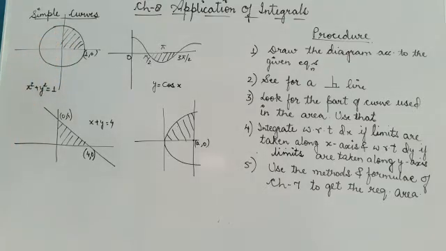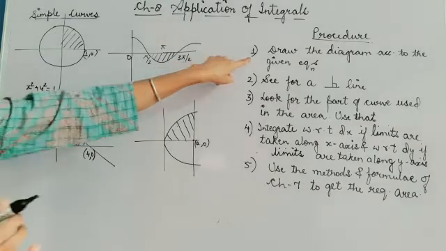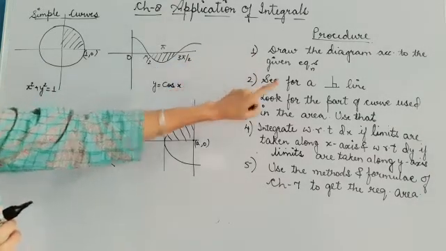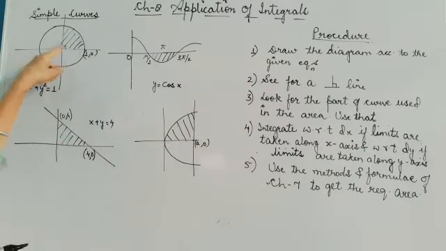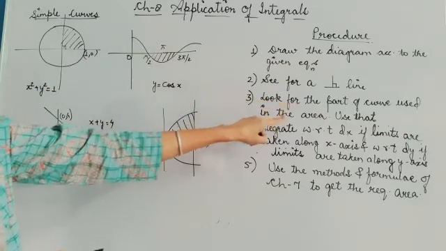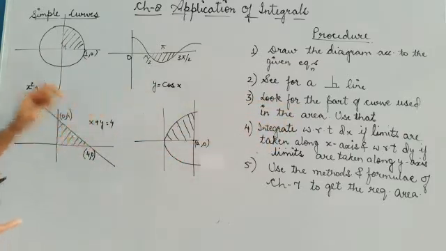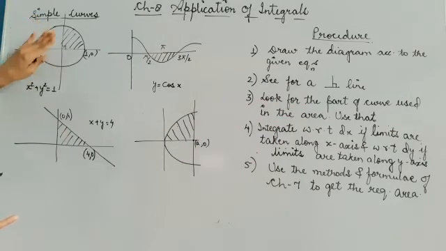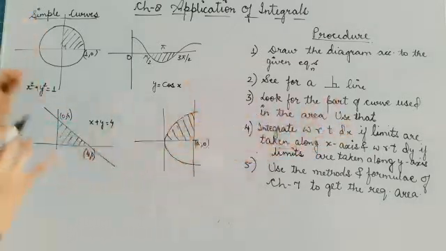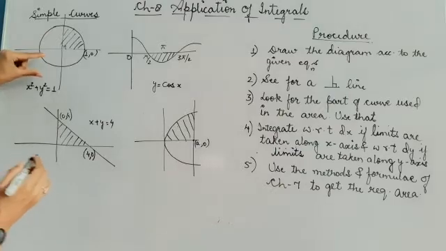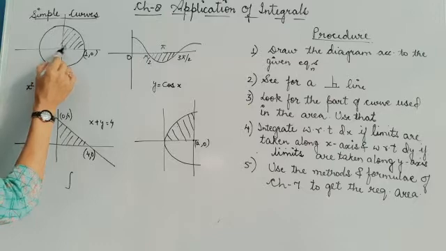Now how can I find the area of the shaded region? Children, first of all, I have drawn the diagram. Secondly, look for a perpendicular line. So this is the perpendicular line I am getting in the figure. Now look for the part of the curve used in the area and use that. Now we have just one curve, that's why I will be using this equation only. Integrate with respect to dx. Now find the function for it. So you will be doing integration. That means you are moving from here to here.